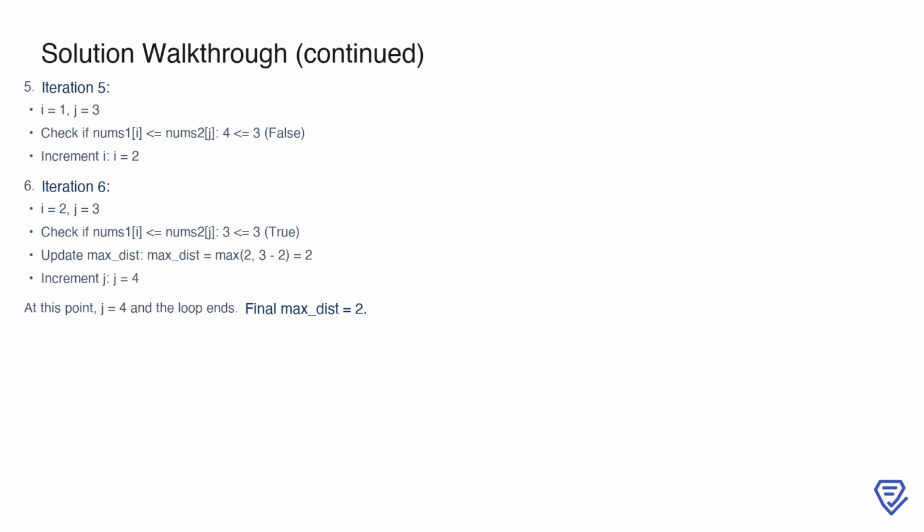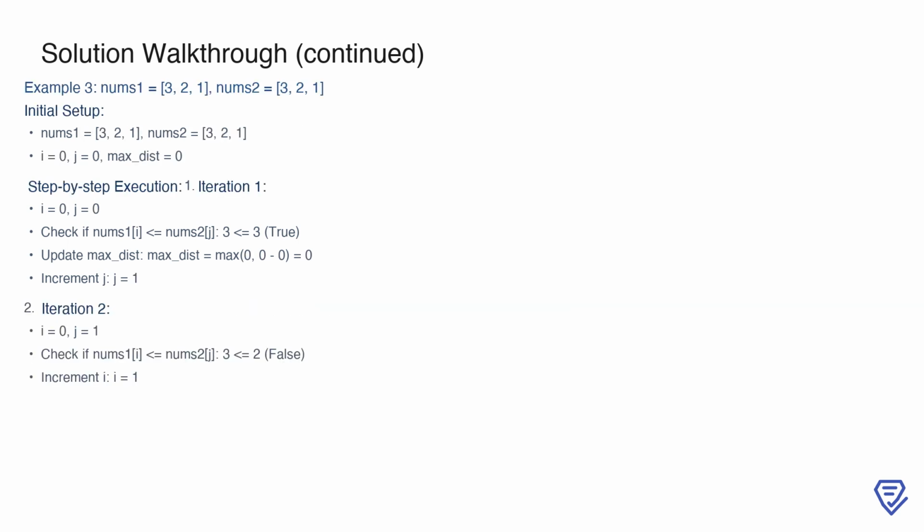Now, let's look at the third example where nums1 is 3, 2, 1, and nums2 is 3, 2, 1. As before, we initialize i and j to 0, and max_dist to 0. In the first iteration, we compare nums1[0] and nums2[0], which are both 3. Since 3 is equal to 3, the condition is true. We calculate max_dist as the maximum of the current max_dist 0 and j-i, which is 0. Max_dist stays 0. We then increment j to 1.